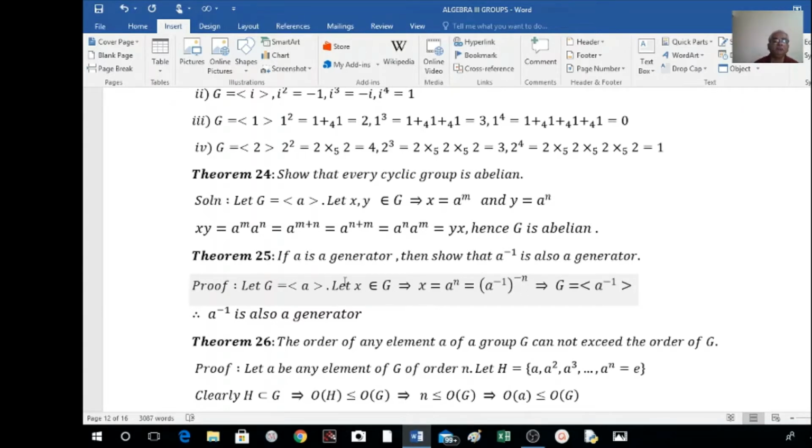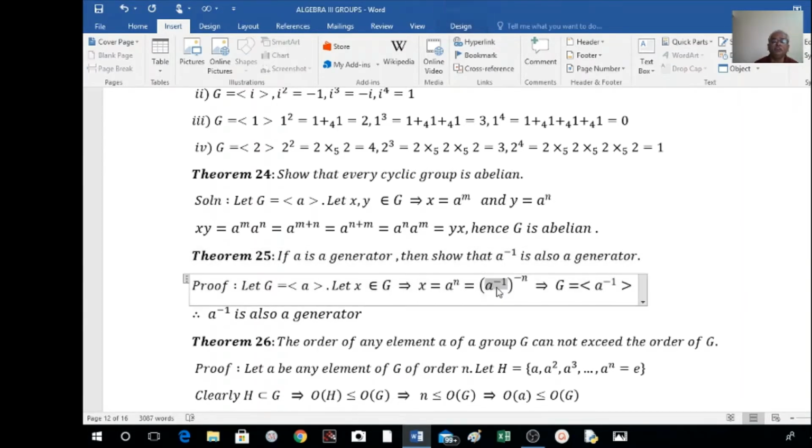So that means we have taken x to be any element belonging to G. We are able to write x as some integral power. Minus n is an integer. We are able to write x as an integral power of a raised to minus 1. This shows that a raised to minus 1 is a generator. So G is a cyclic group generated by A inverse. So if A is a generator, A inverse is also a generator. We have observed this in the examples: omega was the generator, omega square is also a generator; i is the generator, minus i is also a generator.